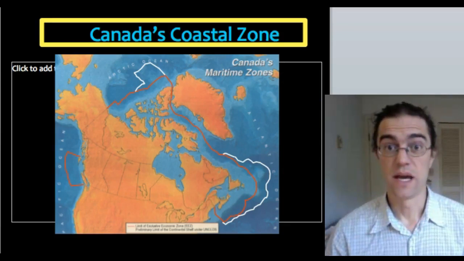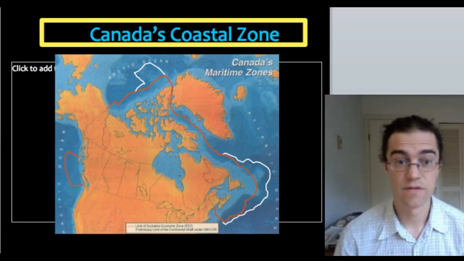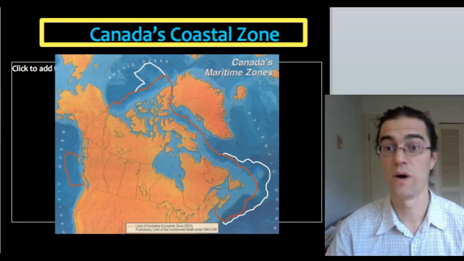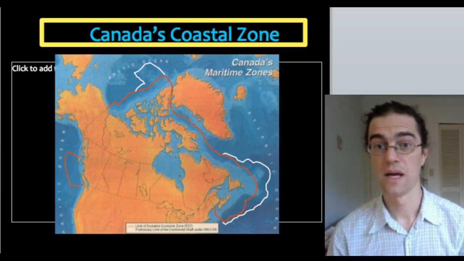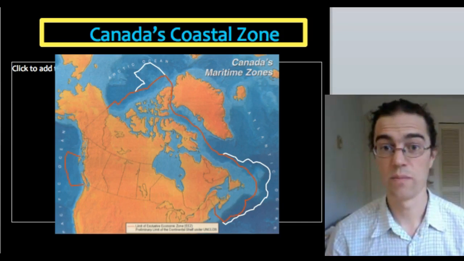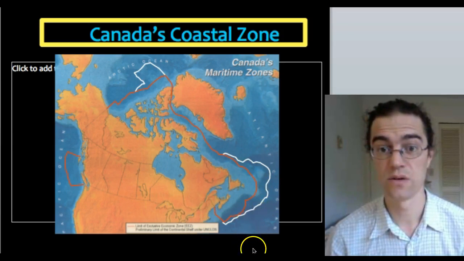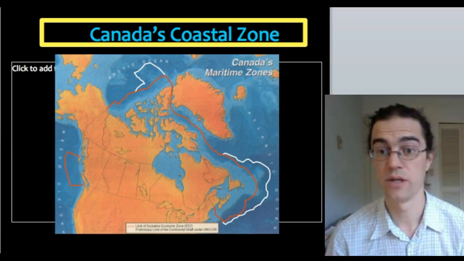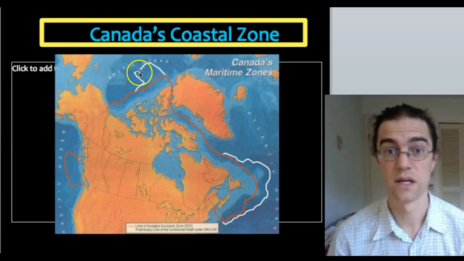Here we see Canada's coastal zone. In 2013, Canada filed a submission to the UN regarding its continental shelf and wanting to readjust the borders of that in the Atlantic Ocean. We see that white zone here extending out beyond the red zone, and also submitting preliminary information concerning the outer limits of its continental shelf in the Arctic.